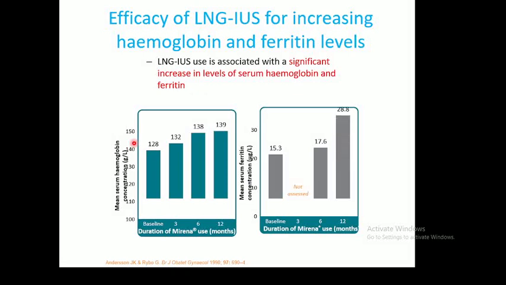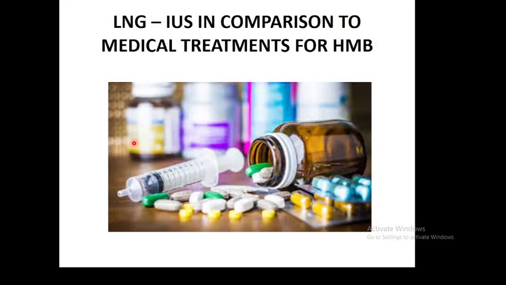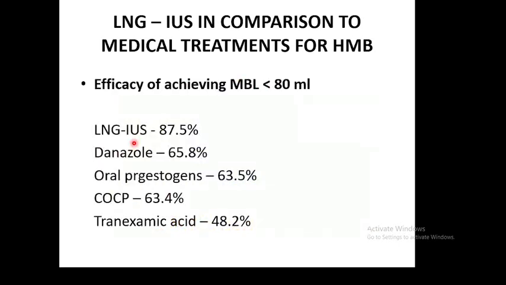This is evidence for increase in hemoglobin level and serum ferritin level, again at the end of 3 months, 6 months, and 12 months. We can see a difference even at the end of 3 months, and a significant difference at the end of 12 months or 1 year. Then we compare the LNG-IUS with the other medical treatment options as well as surgical treatment options for AUB or HMB.